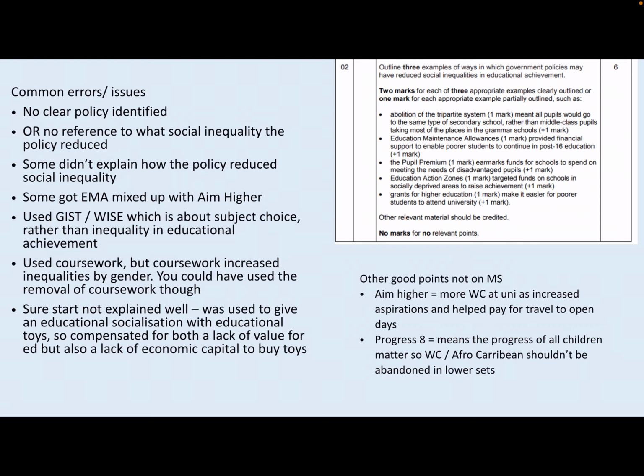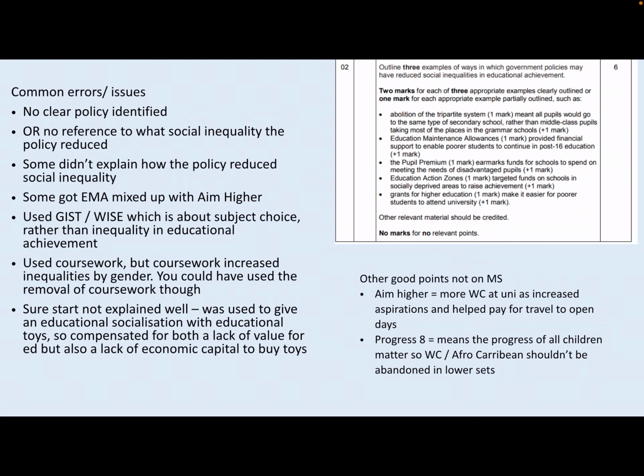So it was very much making up for a lack of educational socialisation and a lack of maybe value for education in the home. But it was also linked slightly to economic capital because maybe these parents couldn't afford some of those educational toys, so they were able to play with educational toys, which clearly cost money, which meant that when those young people started school, they were on a much more even footing with maybe young people from middle class backgrounds who would have had an educational socialisation when they were younger.